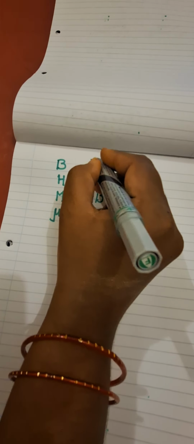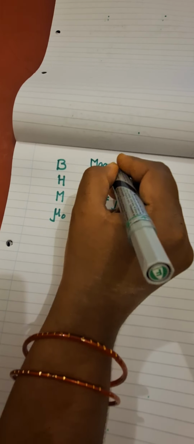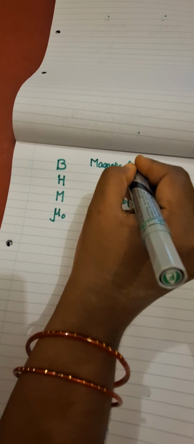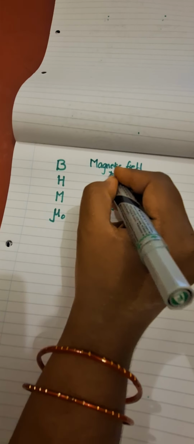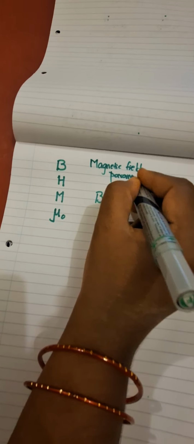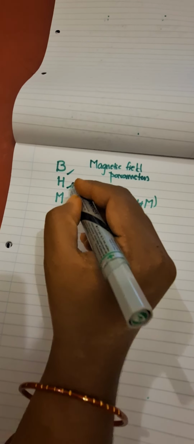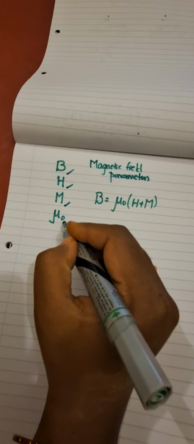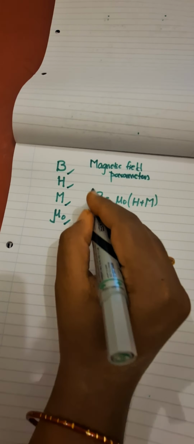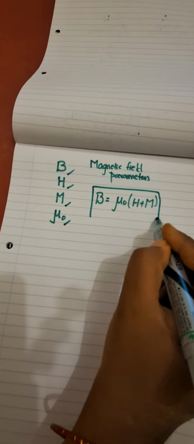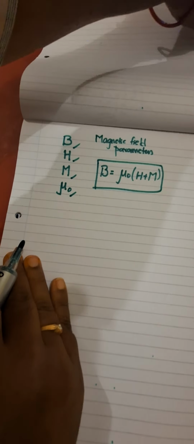So these are called the parameters for magnetic field. Magnetic field parameters are magnetic flux density, magnetic field intensity, magnetization, permeability, and the relation between them is B is equal to mu naught into H plus M. Okay, so that is the relation.